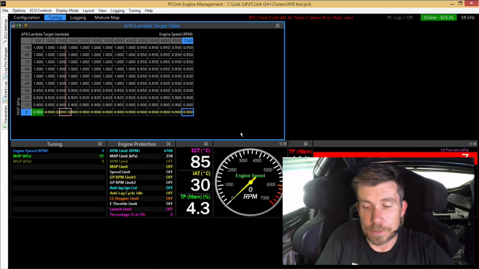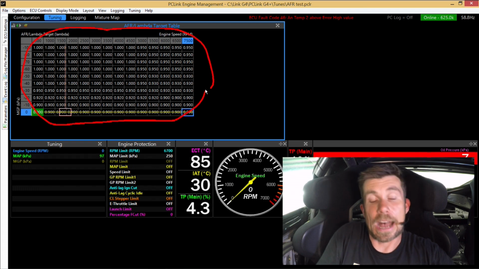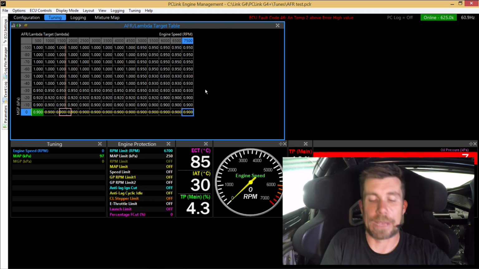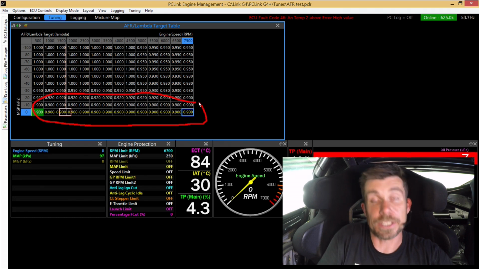Let's have a look at the laptop software and we'll see exactly what we've got in here. So the table that we're going to be interested in here is our AFR lambda target table. This is really the only place I'm going to be making changes. Now for our first run, we're going to be targeting lambda 0.90, and you can see that I've filled out the entire wide open throttle running area of that table with this target.